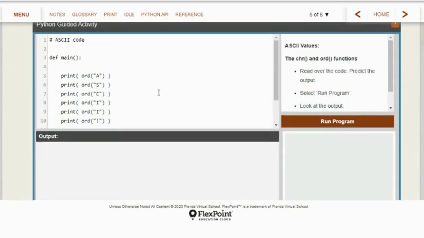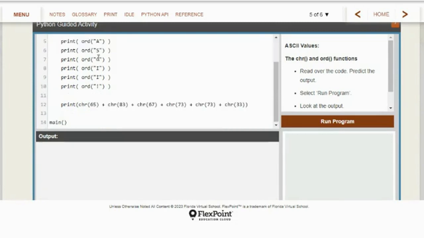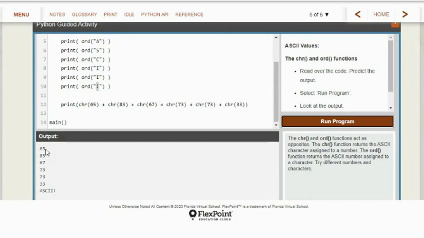All right, read over the code, predict the output. You know, it's the ASCII code. Define main, print ordinal of A. So that'll print that 65, right? And then the ASCII, we saw those on the other page. And then it'll print the ordinal for the exclamation mark. And then print character 65, 83, 67, 73, 73, 33. And that's the end of the program. So let's run it. There it is. It prints the ASCII values and then prints the word ASCII exclamation. So these are the same thing. These are the values for these letters and that exclamation mark. Exclamation mark's a 33. So it prints this and then the equivalent that we can read.